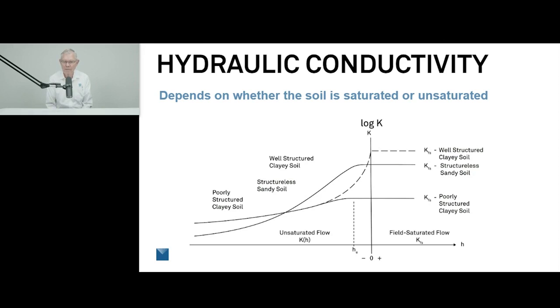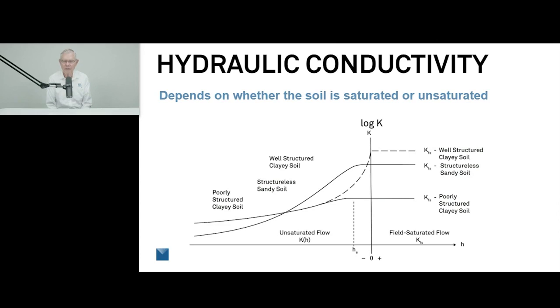When the pressure becomes negative, air can enter some of the soil pores and the soil desaturates. The pressure at which this occurs depends on the size of the largest pores in the soil, and is called the air entry pressure, shown as the H sub E on the x-axis. 3 soils are shown here: a well-structured clay soil, a structureless sandy soil, and a poorly structured clay soil.